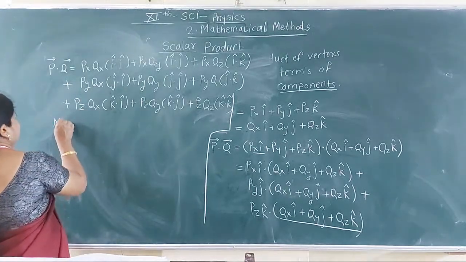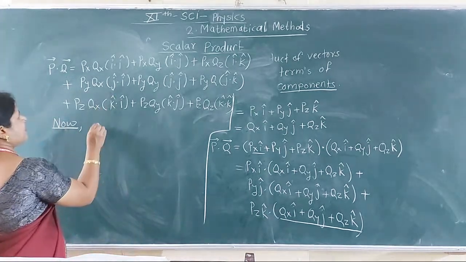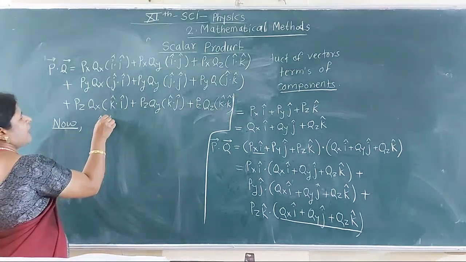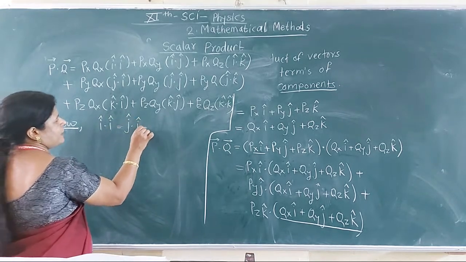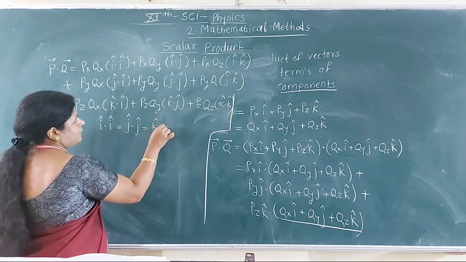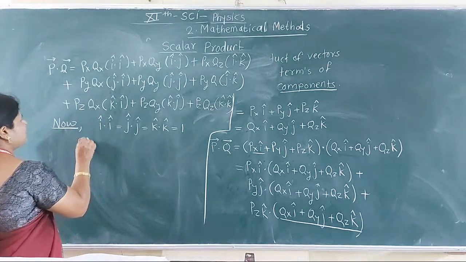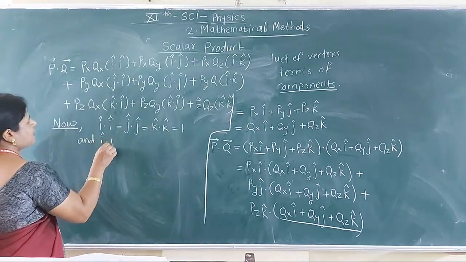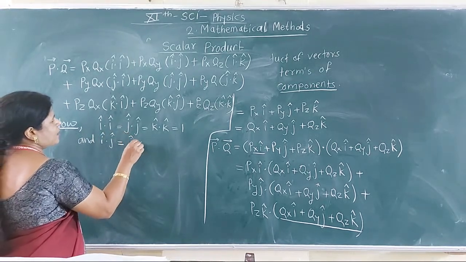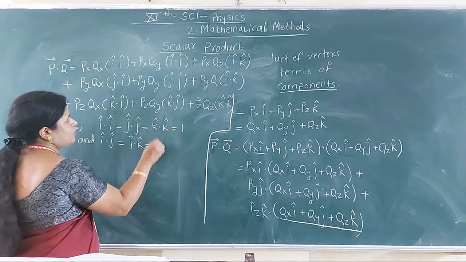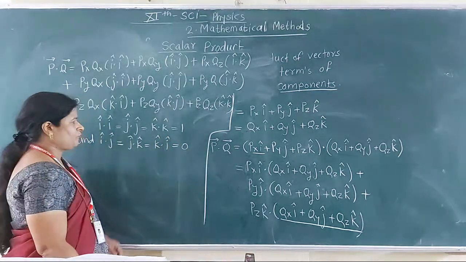Now in earlier characteristics we studied that i cap dot i cap is equal to j cap dot j cap is equal to k cap dot k cap is equal to 1, and i cap dot j cap is equal to j cap dot k cap is equal to k cap dot i cap is equal to 0.